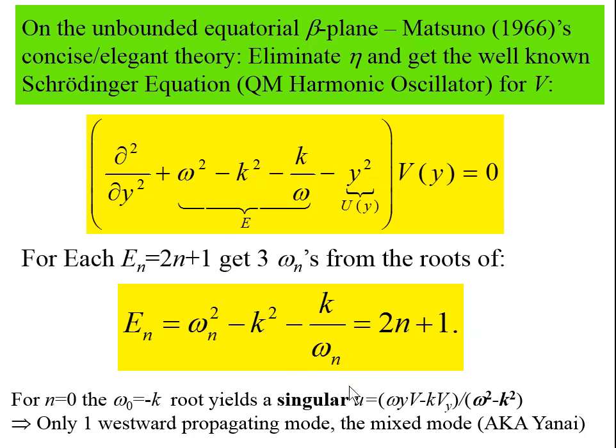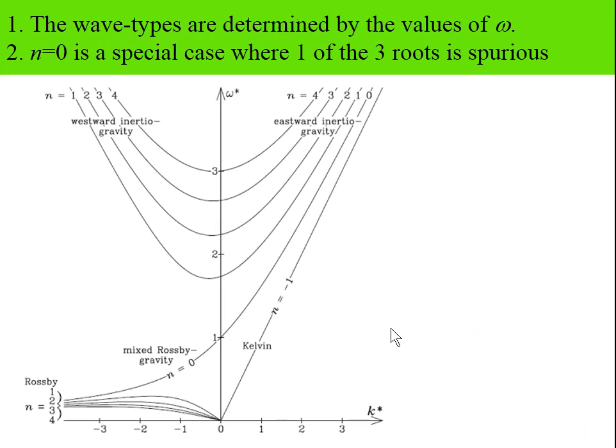It yields a singular zonal velocity because of this term in the denominator. The only way to resolve it is to put in v equals 0, which brings about the Kelvin wave, but that's a different issue. So this is the resulting picture.